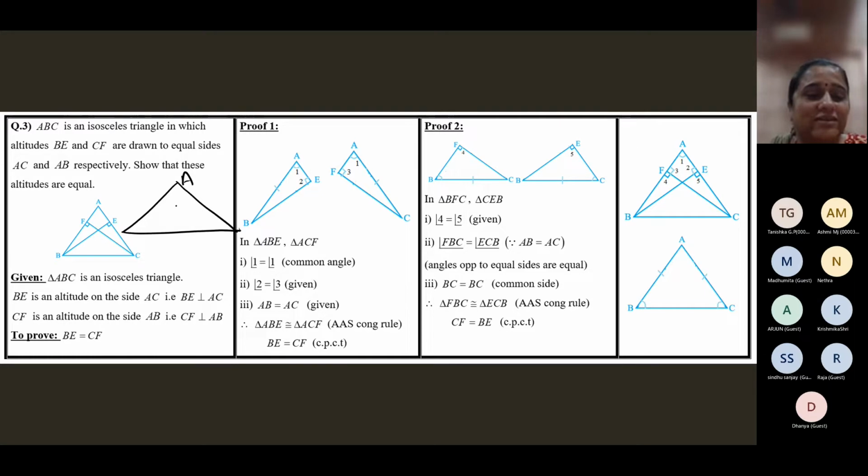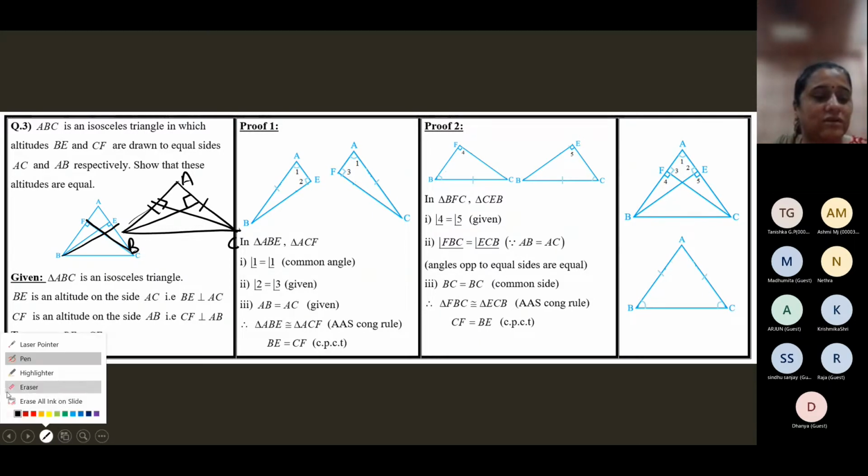Sorry. So here in triangle ABC, we are given that AB is equal to AC. We had to prove that the altitudes on the equal sides are also equal. The altitudes drawn on the equal sides are equal. So given AB is equal to AC, we had to prove that BE is equal to CF.